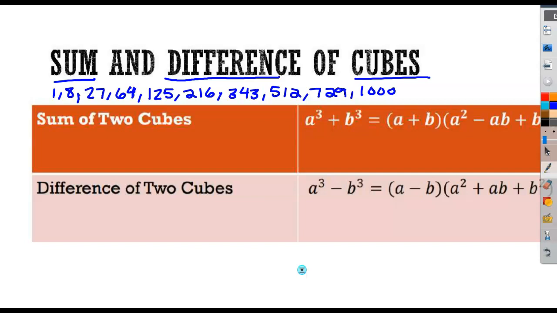So what we're going to talk about today is called sum and difference of cubes. One thing you need to recognize about sum and difference of cubes is what is a cube. A cube is something to the power of 3. So 1 to the third is 1, 2 to the third is 8, 3 to the third is 27. I wrote all these numbers all the way up to 10 to the third, which is 1,000. There's a formula here for a sum of cubes and a formula for a difference of cubes. I'm going to show you how to use those formulas in order to factor.